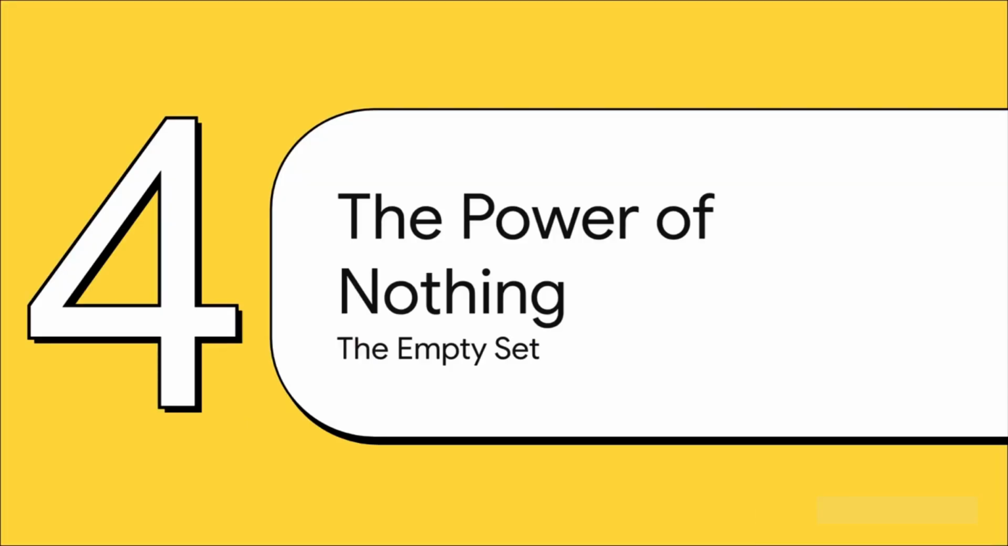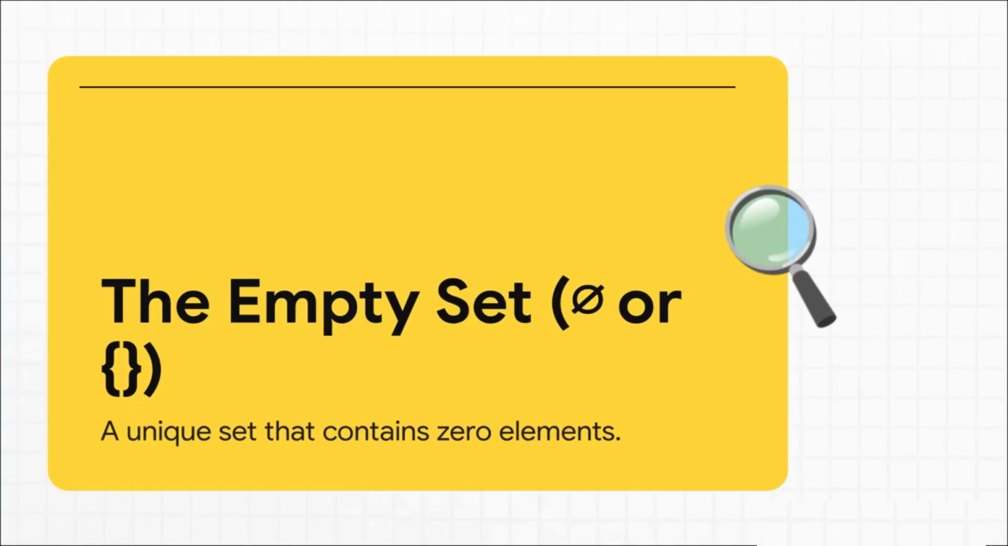Okay, let's switch gears to a really special and honestly super powerful idea in the world of sets. It might sound a little weird at first, but the concept of a set with absolutely nothing in it is one of the most important rules you're going to learn. So meet the empty set. It's pretty much exactly what it sounds like. A set with 0 things in it. No fruit, no numbers, nada. You can write it with that cool circle with a slash symbol, or just a pair of empty curly braces.